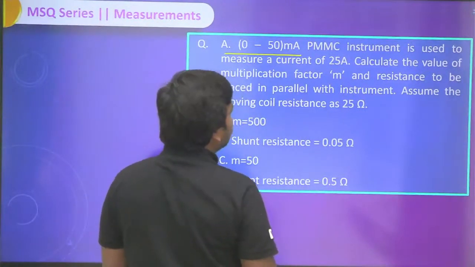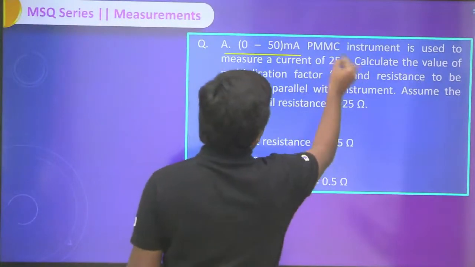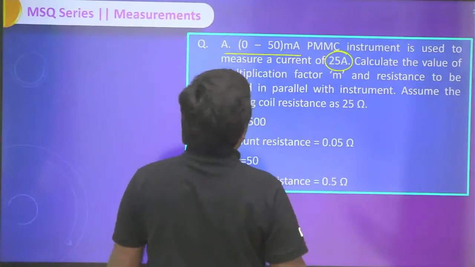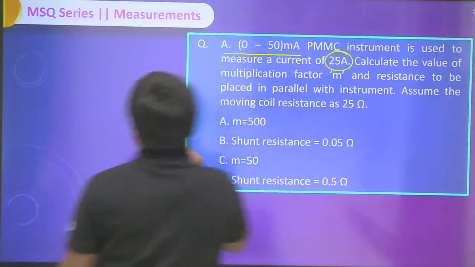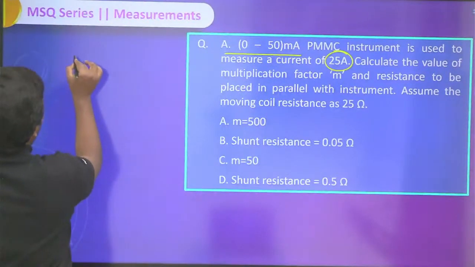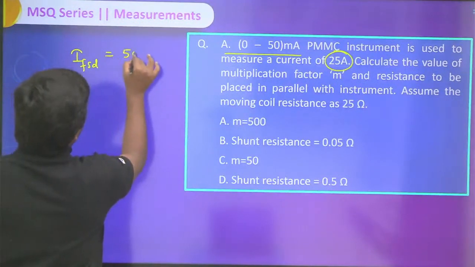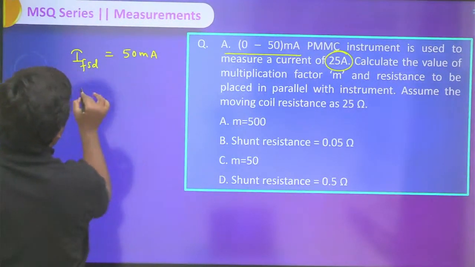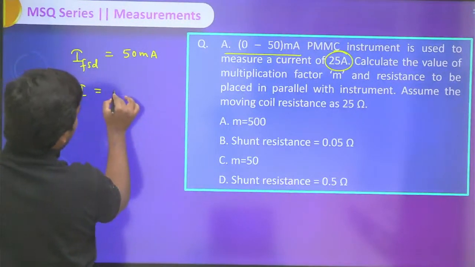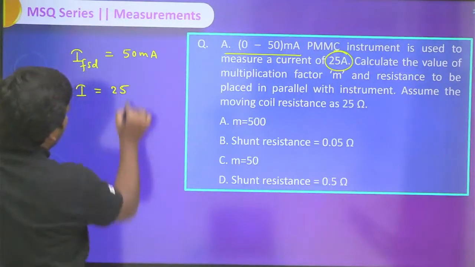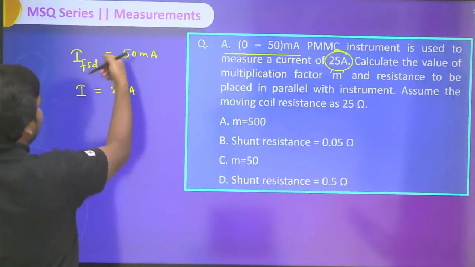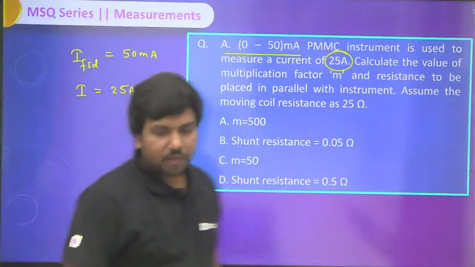A 0 to 50 milliampere PMMC instrument is used to measure a current of 25 ampere. Wonderful. Actually, this is IFSD. First of all, look at that. What is the full scale current it can measure? At full scale deflection, it can measure only 50 milliampere. But you want to measure up to 25 ampere. Correct. So you are trying to measure more current with the lower range meter. That is the problem, right?